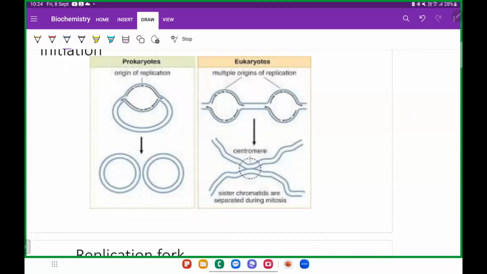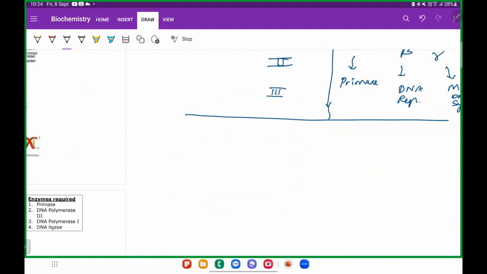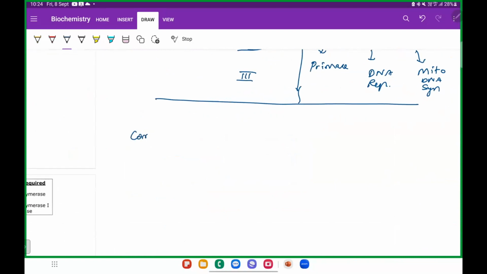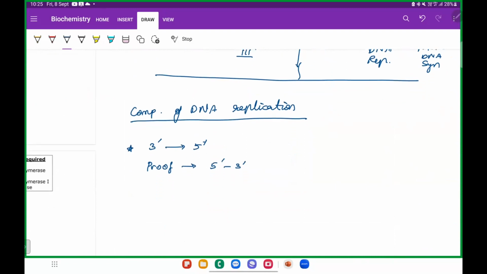This is number 1. So first thing, write it down along with me. What are the steps which you are going to remember? Write the heading as components of DNA replication. Number 1: everything happens from 3' to 5' except your proofreading, which is going to act from 5' to 3'. This is the first one.